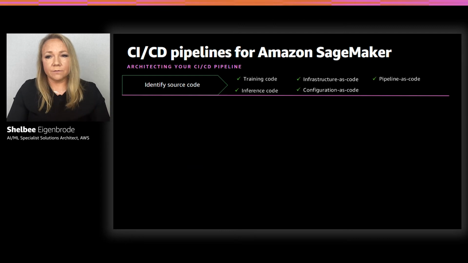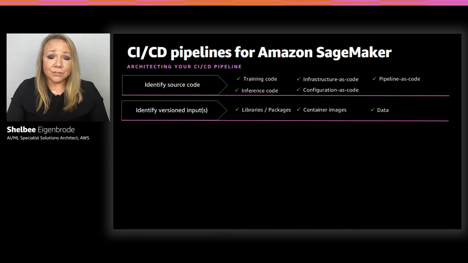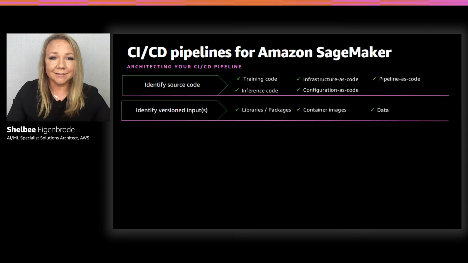Next, identify your versioned inputs, such as common data science libraries and packages. Also, the actual container image are versioned inputs into your training and deployment jobs. Finally, with machine learning, we also have a new versioned input to consider, which is our data.